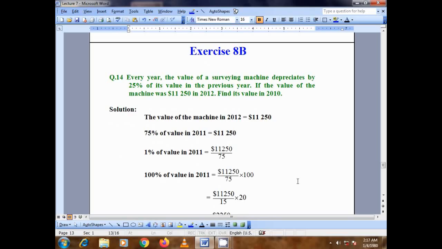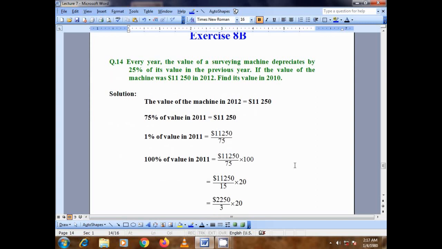Exercise 8B, question number 14. Every year, the value of a surveying machine depreciates by 25% of its value in the previous year. If the value of the machine was $11,250 in 2012, find its value in 2010.